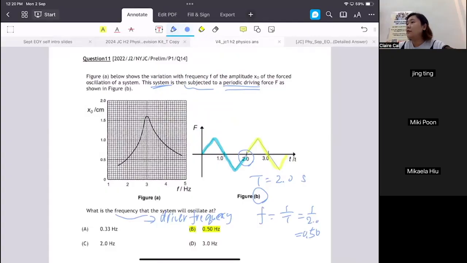No, that one is just there to confuse you. This one shows the variation of the frequency changes. So actually, what we can deduce is that this is your resonance. So your 3 hertz is actually the resonance. That means it's the natural frequency of the system. But the question is not asking for the natural frequency. It's asking for the frequency that you oscillate with. That's why it should be the same as the driver.